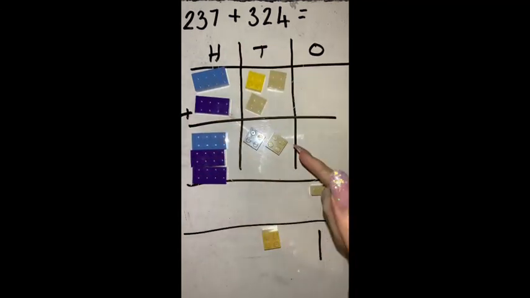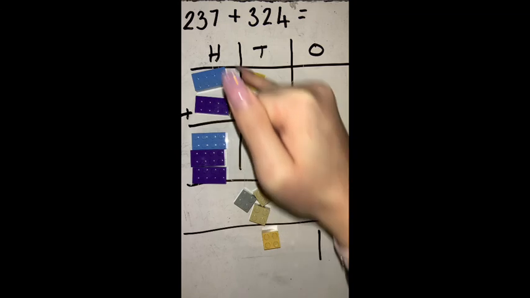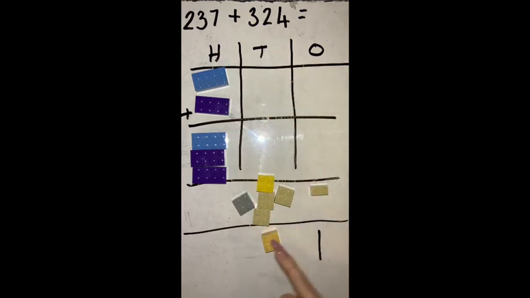Now I'm going to add my 10s together. So I've got 1, 2, 3, 4, 5. But I've also got this one down here that I exchanged from over here before. So I'm going to add that one in as well. So I've got 1, 2, 3, 4, 5, 6 10s.